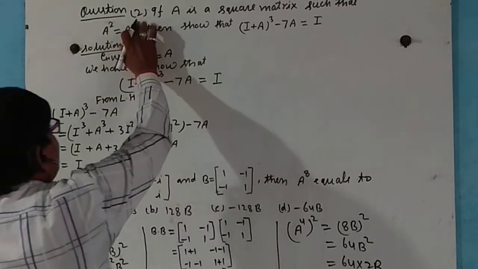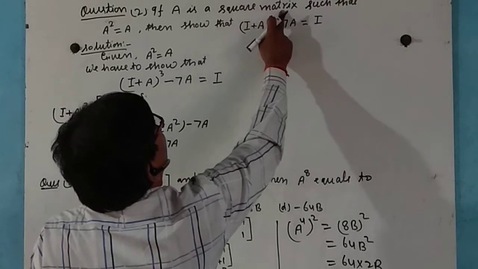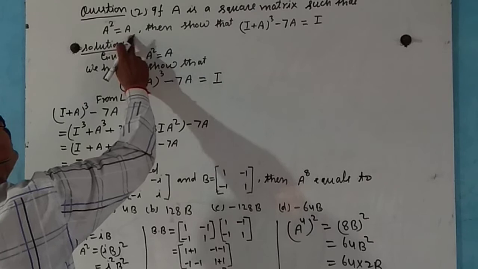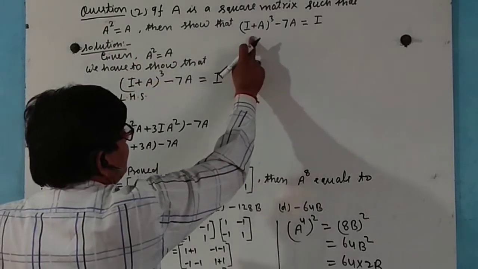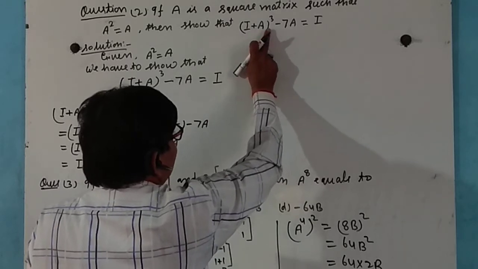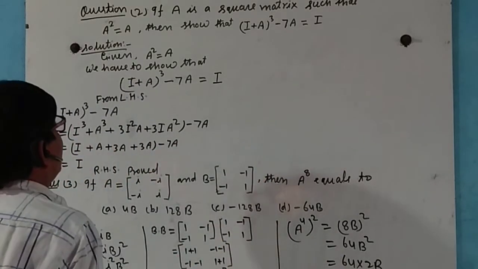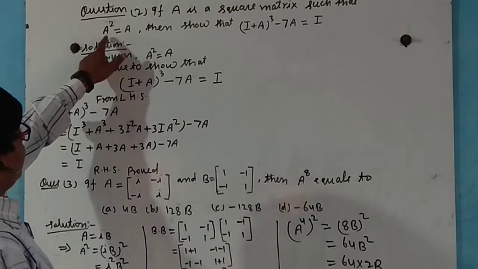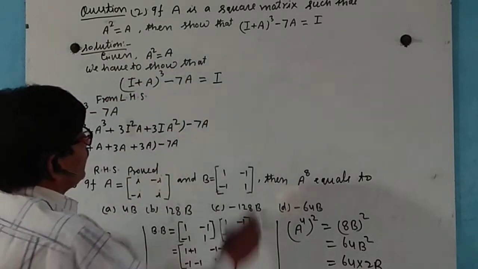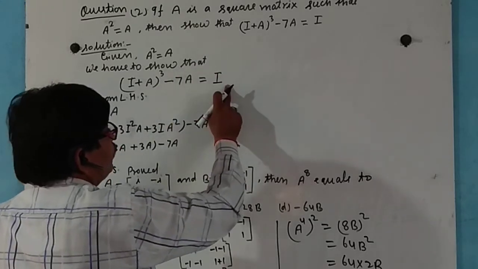Now question number 2 here. If A is a square matrix such that A squared equals A, then show that (I plus A) cubed minus 7A equals I. Here it is given that A squared equals A, and we have to show that (I plus A) cubed minus 7A equals I.